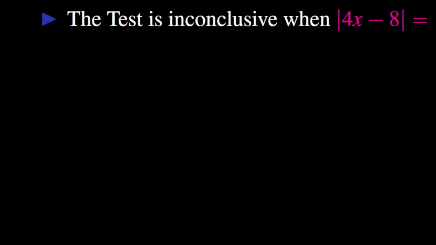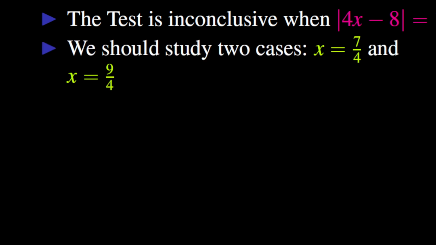Given that the ratio test is inconclusive when the absolute value of 4x minus 8 is equal to 1, this means that the series may converge or diverge at the endpoints of the interval of convergence. We will now study two cases, when x is equal to 7 over 4, and when x is equal to 9 over 4.